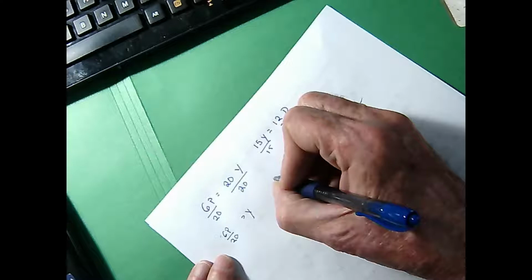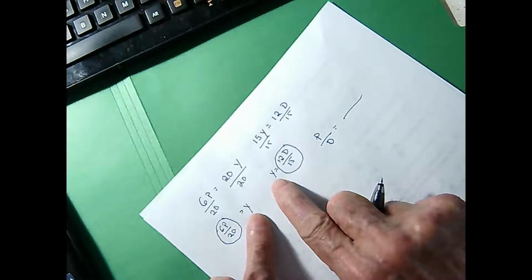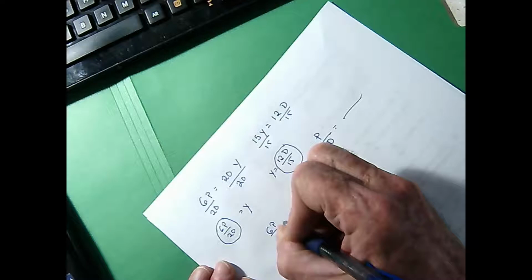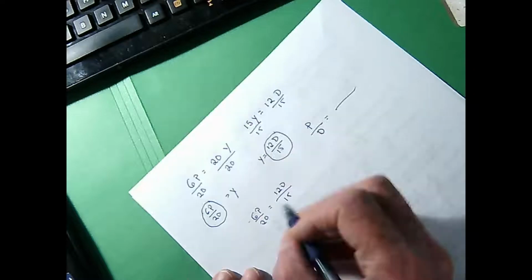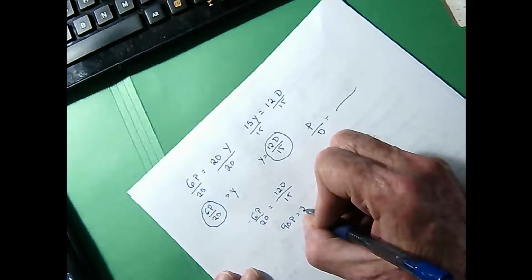And if Y is equal to 6P over 20, and Y is equal to 12D over 15, since Y doesn't get to change, the yen doesn't change in the middle of this problem, then these things must be equal to each other. So I would say that 6P over 20 must be the same as 12D over 15. If I keep my act straight, I can figure out the ratio of P to D. Let's cross multiply. 6P times 15 would be 90P. And 20 times 12D would be 240D.